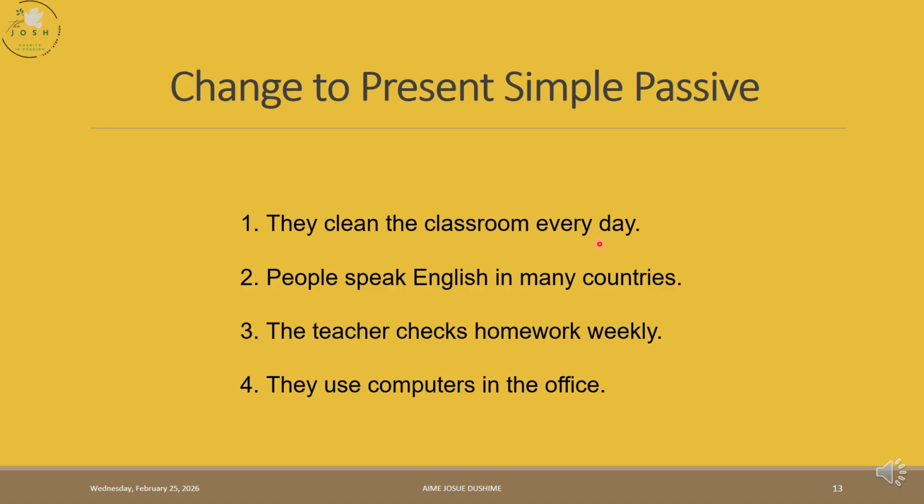Then we add by agent if it is important. They is a subject pronoun. When we make it an object pronoun, remember the previous lesson we learned of subject, object, pronouns, and adjectives. If you haven't reviewed it, I think this is lesson 22, or if not, lesson 23. You review it. And then you say by them. People speak English in many countries. The teacher checks homework weekly. They use computers in office. So you're going to give answers to number 2, number 3, and number 4.